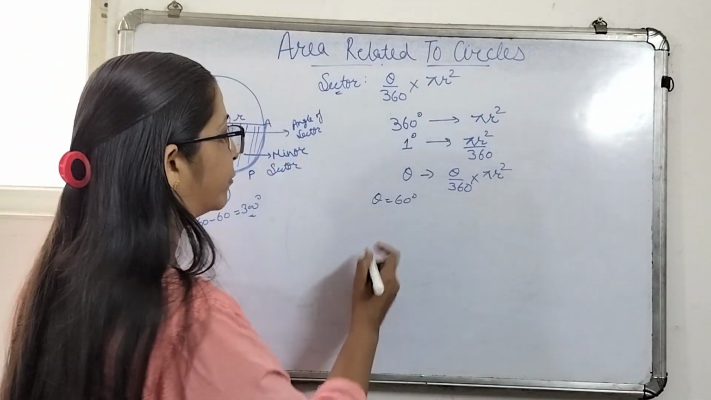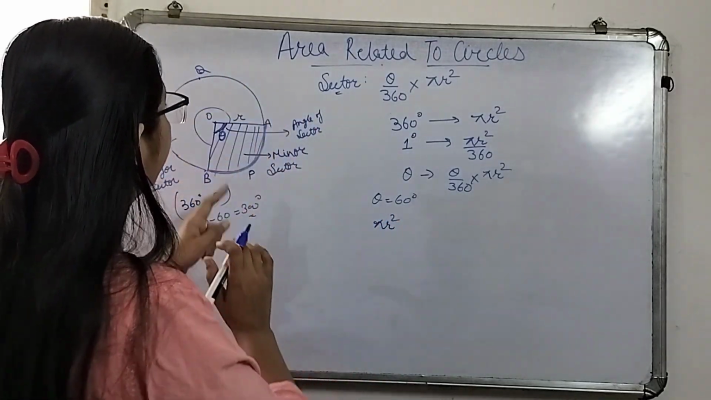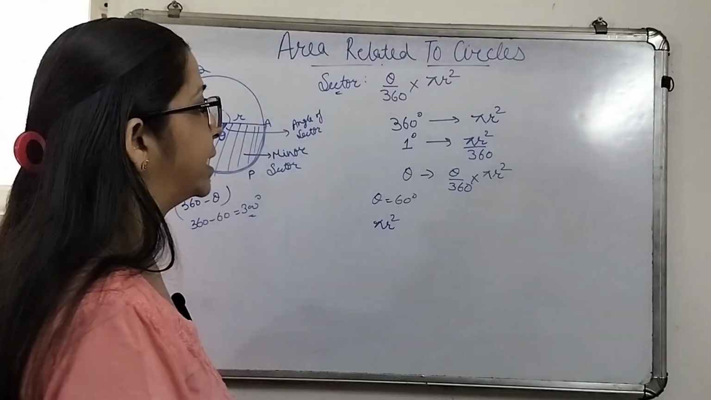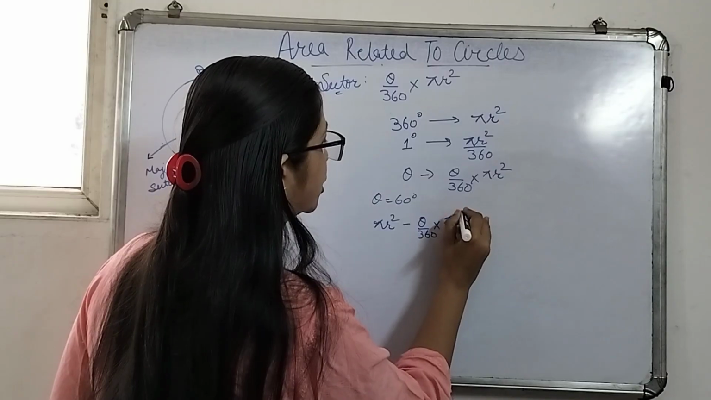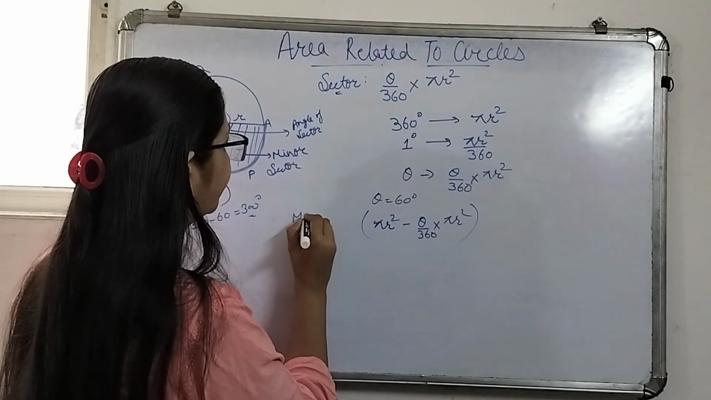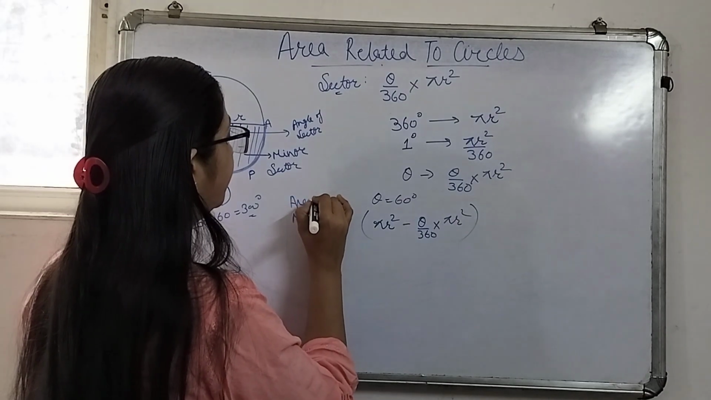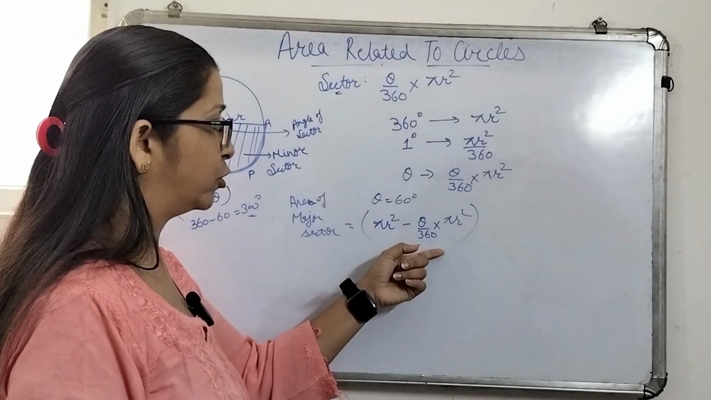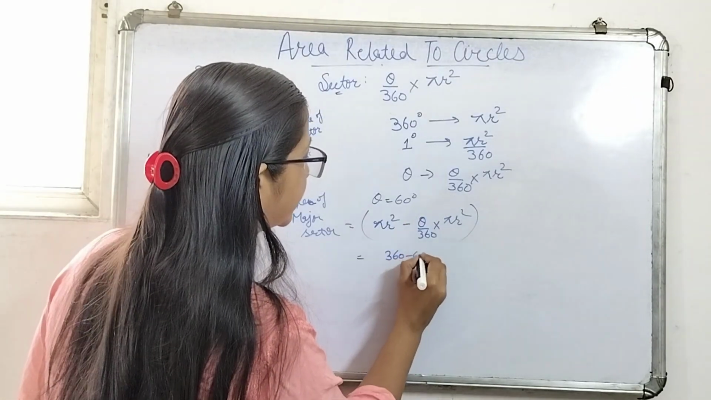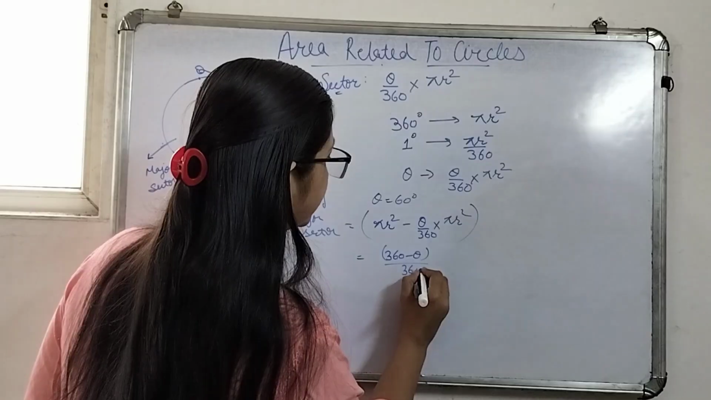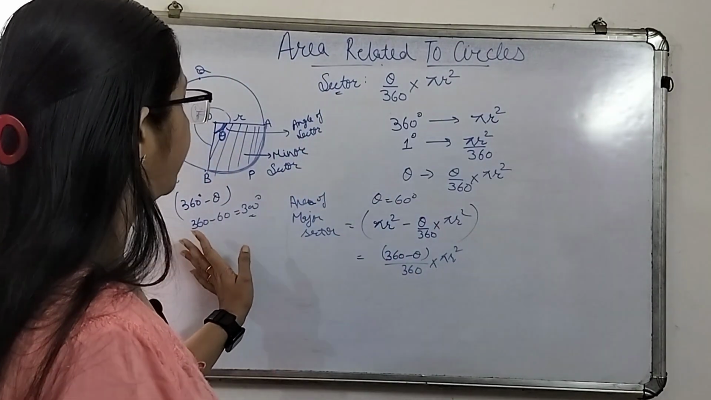This could be one of the methods, and another method is we can find the area of the whole circle. That will be pi r square, the area of the whole circle, and from the whole circle, if we subtract the area of the minor sector, that is theta over 360 multiplied by pi r square, we will get the area of the major sector. Or we can directly take 360 minus theta over 360 into pi r square. Anyhow we can find the area of the major sector.